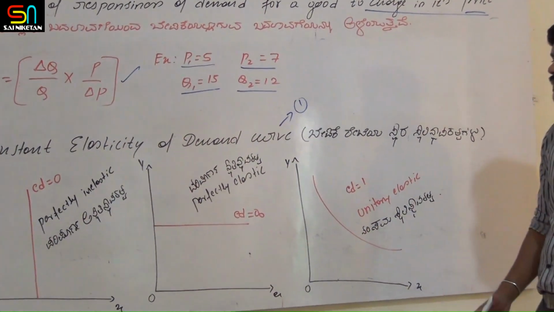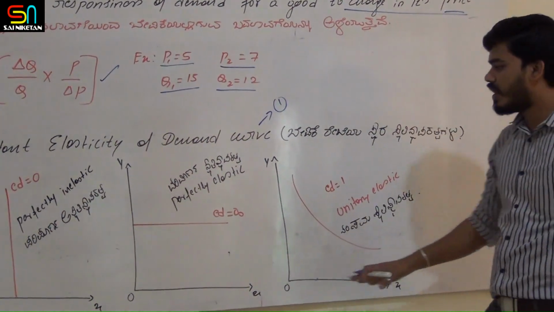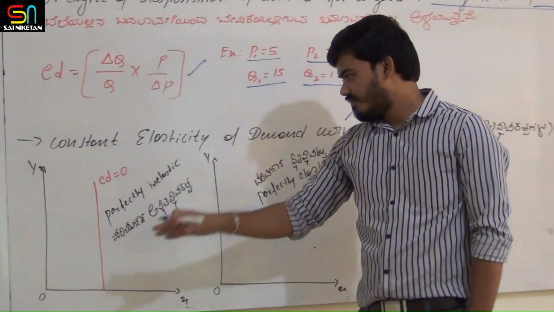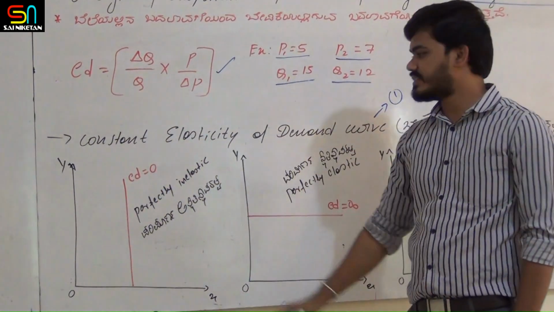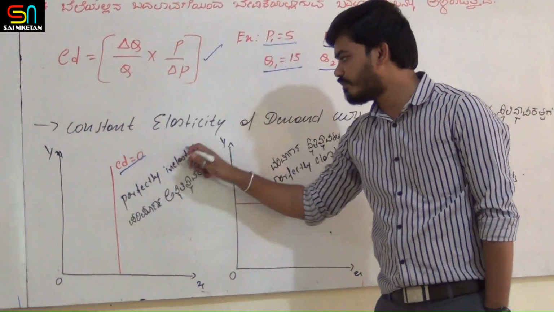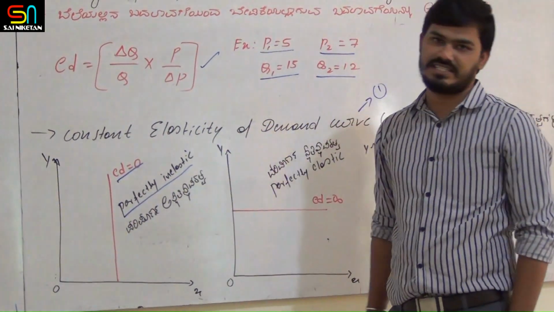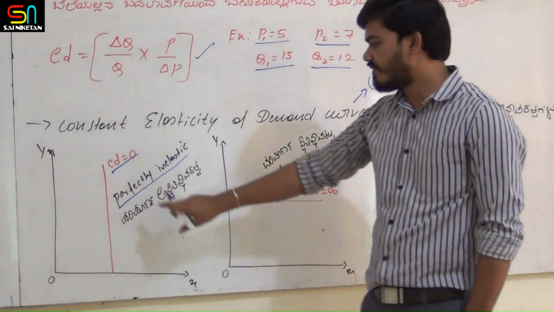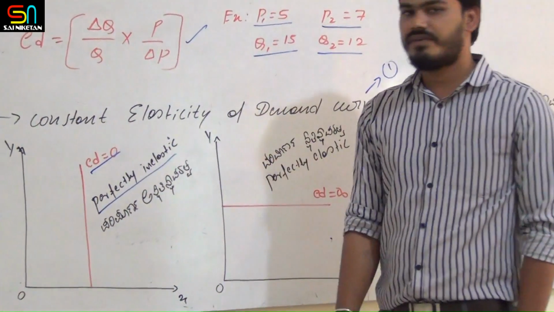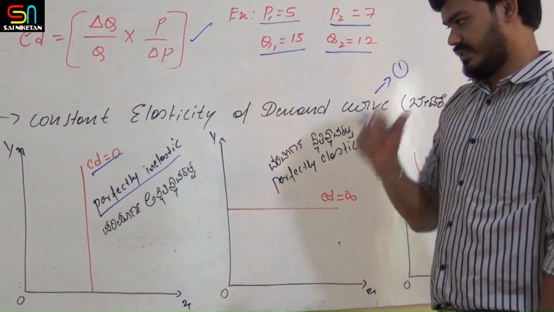So what is the meaning of that? Why do you get the rectangular hyperbola? Why is it horizontal? Why is it vertical? The first one is the vertical straight line. That is ED equal to 0. ED equal to 0 is, and this word is very important, perfectly inelastic. If ED equal to 0, we go for perfectly inelastic in nature.